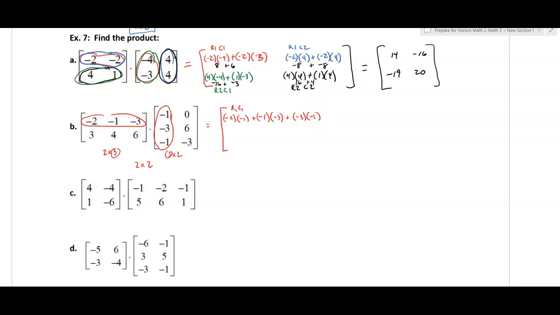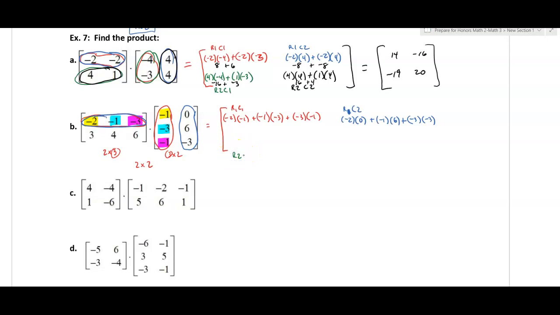So when you really break it down, guys, it's the first times the first, the second times the second, the third times the third in a way. Okay? So that's kind of what you're doing with each of these. So the next one would be row 1, column 2. So now we're going to do row 1 times column 2. And again, we're going to multiply the first ones. So negative 2 times 0 plus negative 1 times 6 plus negative 3 times negative 3.